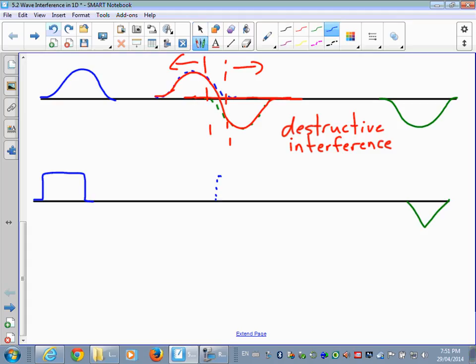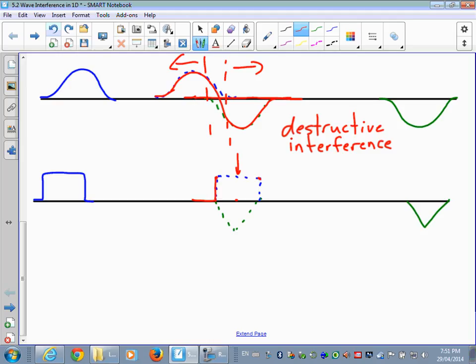So I'm going to add my two pulses together. So at the beginning, I have everything from the blue pulse but there's nothing from the green pulse. Same thing over here. At this point, if those heights are the same in the middle, right in the middle, if the heights are the same, then there's no displacement there whatsoever. So what you would see here is nothing to start with.